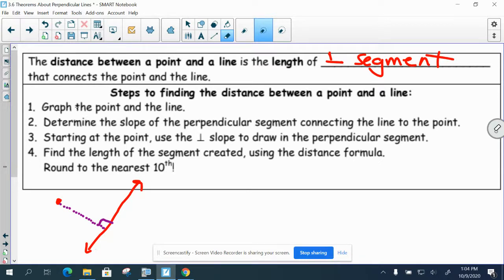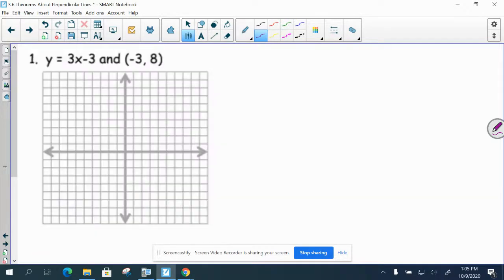So graph the point and the line, and then, so here's how to find the distance between a point and the line. So you graph the point and the line that you're given, you determine the slope of the perpendicular segment. So you have the slope of this line, and then you would determine the slope of this segment because it would be perpendicular. And then starting at the point, you use the perpendicular slope to draw the perpendicular segment, find the length of the segment created using the distance formula, and round to the nearest tenth. So let's look at an example.